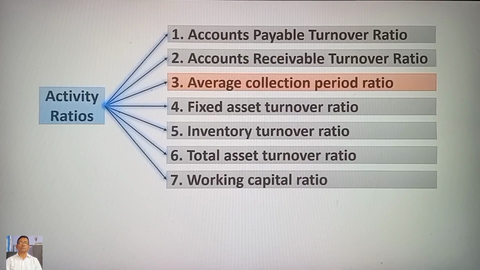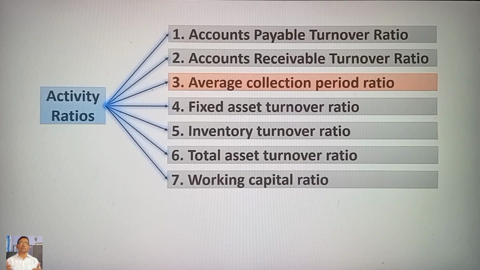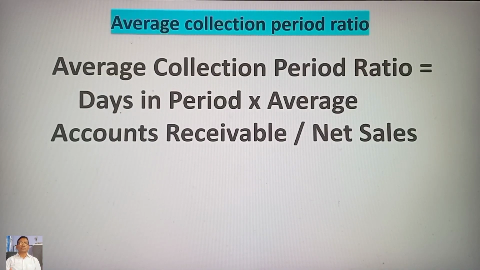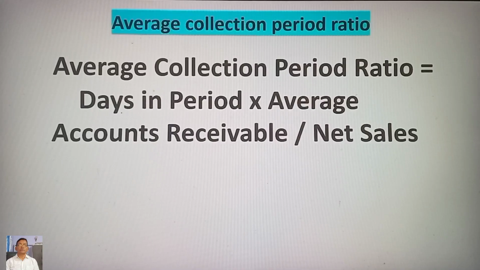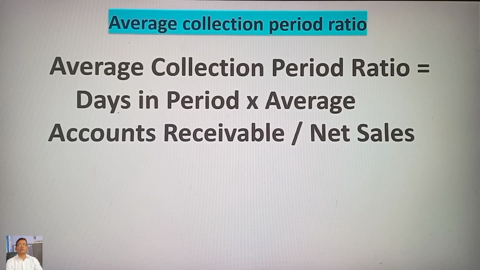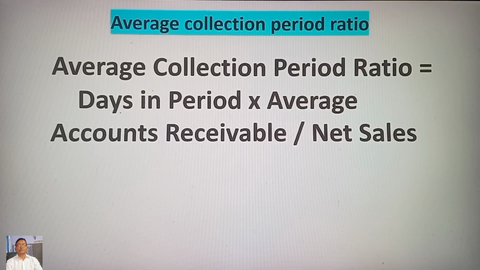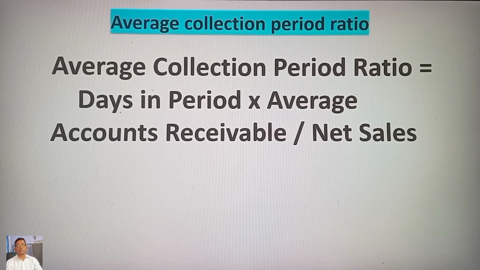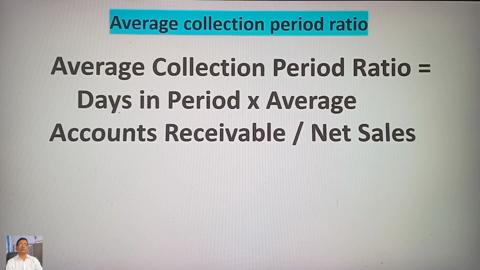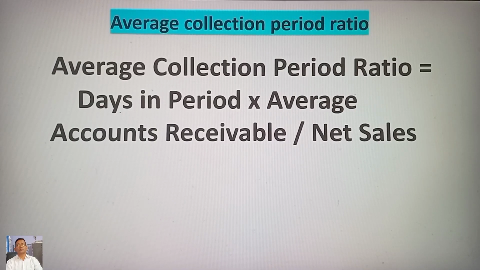Third, average collecting period ratio. Average collecting period ratio is equal to days in period into average accounts receivable divided by net sales. To find out how many days a company is taking to collect its accounts receivable balances, the average collection period ratio will give the picture.